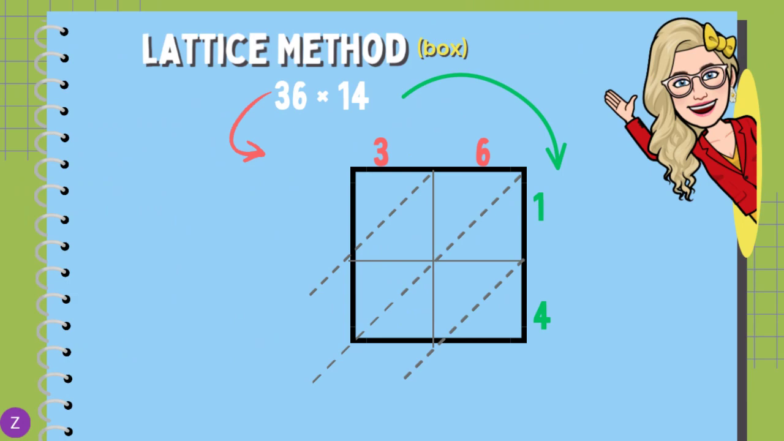Then we start with the first. We start now here from left to right. So that's the 3 joins a box with a 1 on the right. So we now say 3 times 1 is equal to 3. There goes a 0 at the top and the 3 at the bottom.